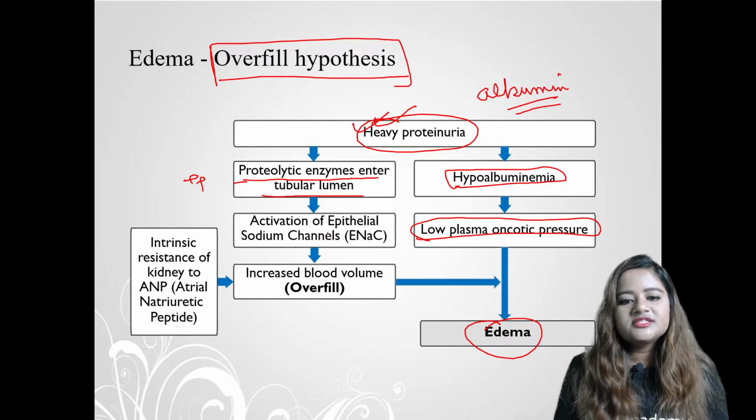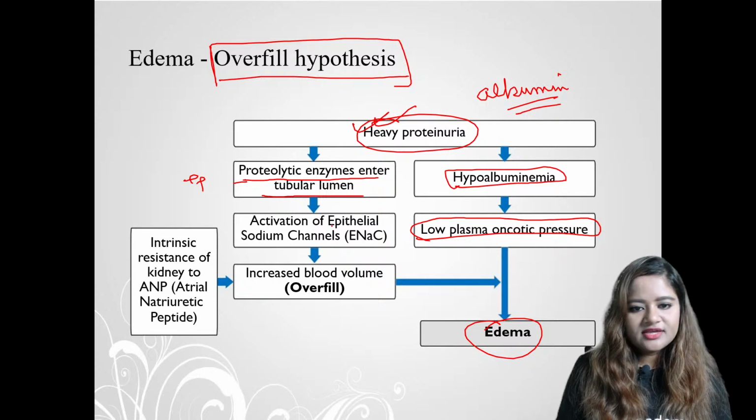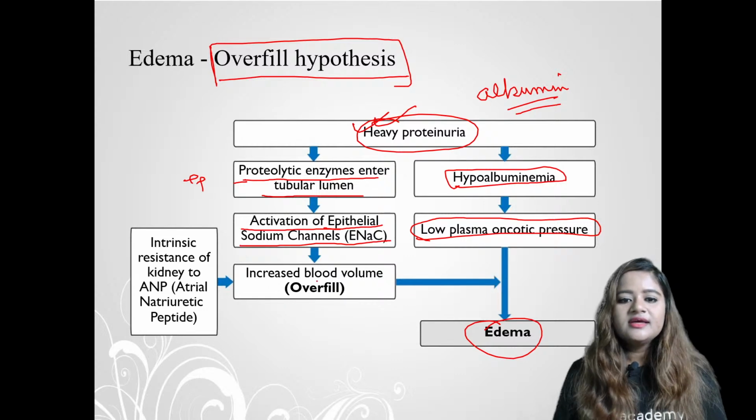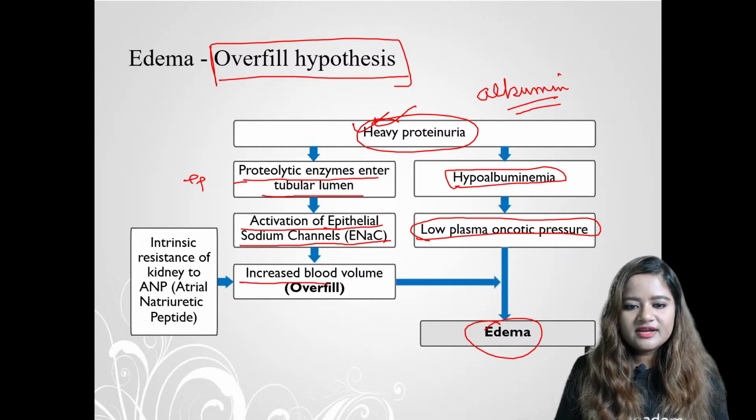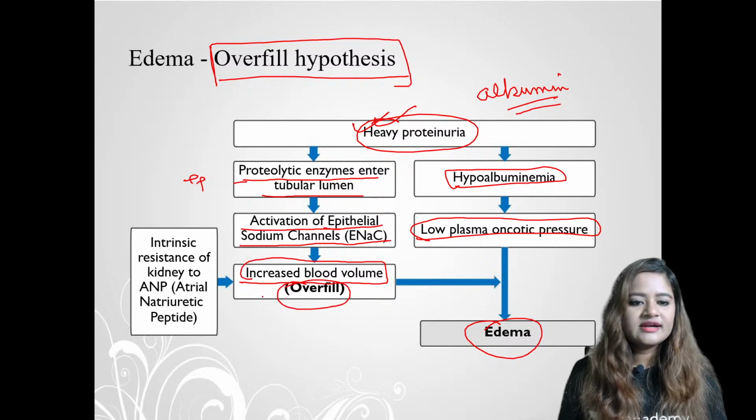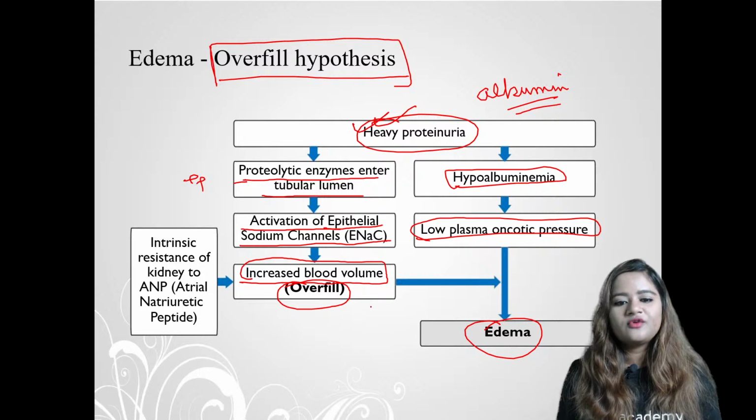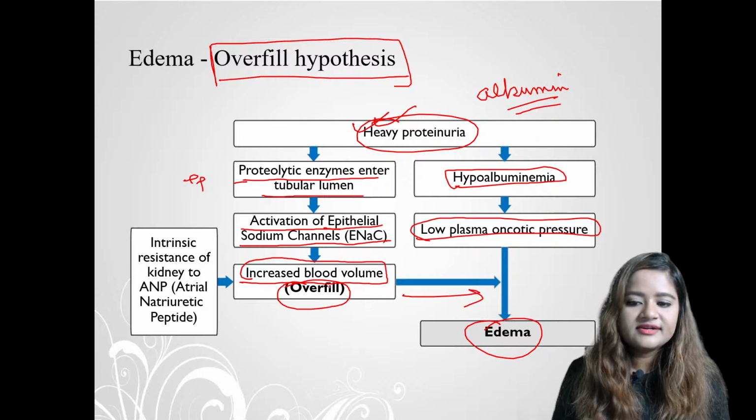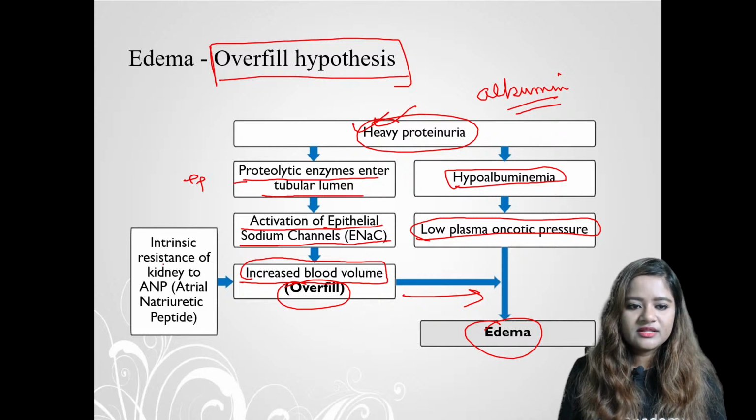Now यहाँ पे हमारे पास होते हैं ENaC channels. ENaC channels क्या होते हैं? They are epithelial sodium channels. So these get activated because of these enzymes which have entered. इसके वजह से there is increased blood volume. Now this increased blood volume is the overfill theory that is said that happens in nephrotic, and because of this overfill, again because of the increased blood volume that is coming, that leads to edema as well.